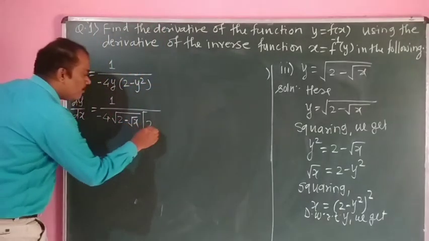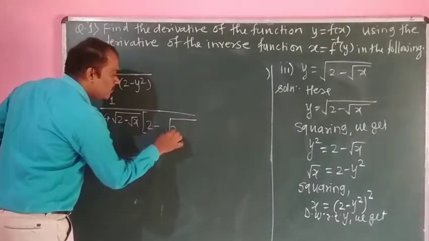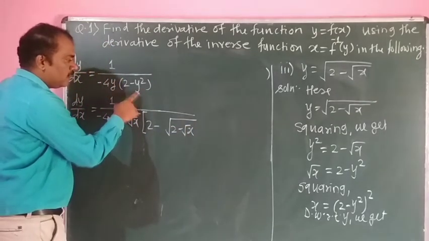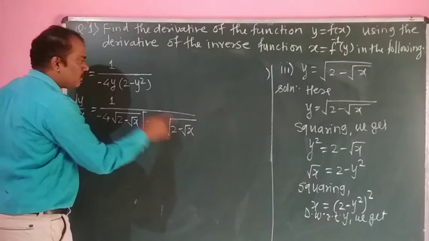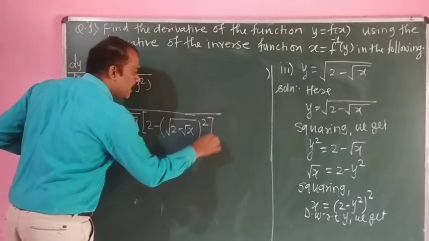What is the value of y? Under square root of 2 minus root of x. What is the value of y? Under square root of 2 minus root of x. Due to the square, we can write it as a square, here bracket complete.